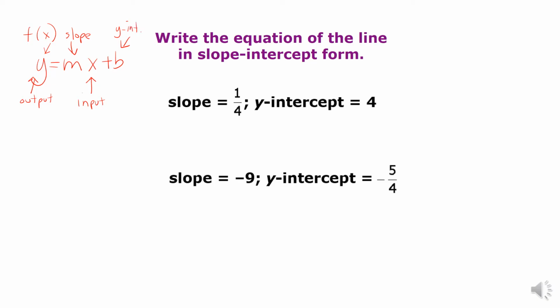So if they give me this information, all I have to do to write the equation is plug it in. There's my slope, there's my y-intercept, and I'm good to go. So for this one, same thing. We just plug in the slope, plug in the y-intercept.